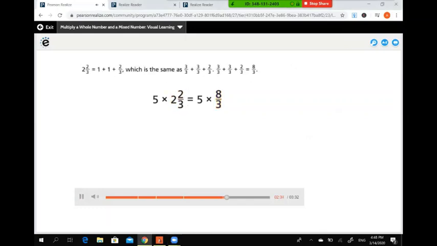2 and 2/3 equals 1 plus 1 plus 2/3, and 1 is the same as 3/3. So here we can also decompose the 2 and 2/3 into 3/3 plus 3/3 plus 2/3, because 3/3 is 1. And another 3/3 is also 1, plus 2/3. 3/3 plus 3/3 plus 2/3 equals 8/3.